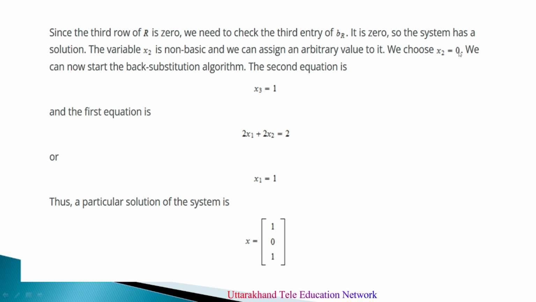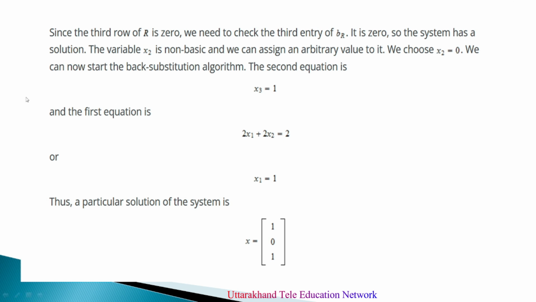This is an important point. We should notice that x2 is equal to 0. So now the particular solution is coming out when x2 is equal to 0. Had we chosen x2 equal to 1, the particular solution would diverge. But here x2 is equal to 0, so the particular solution is based on an assumption that x2 is equal to 0.